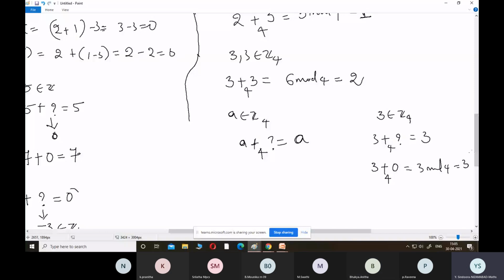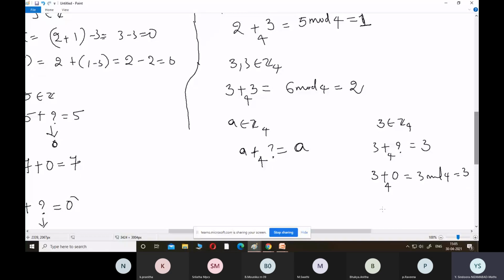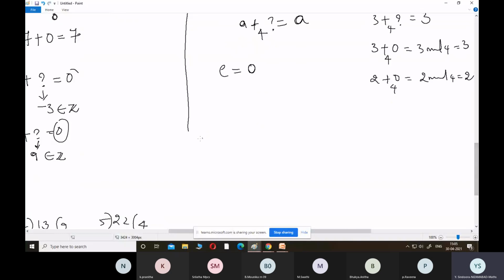Now this should be satisfied for every element. For example, if I add 2 with 0, I should get 2 only. 2 plus 0 is 2, and 2 modulo 4 is 2 itself. So what is the identity element in Z4? It is 0. So always remember, I'm doing addition modulo 4. You are first adding them and then taking the modulo 4.